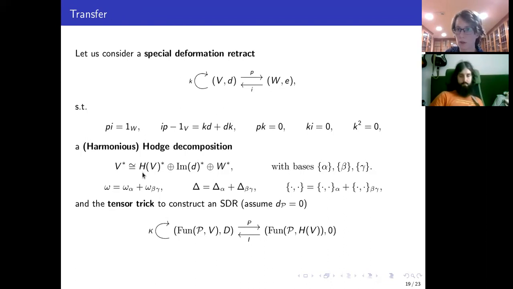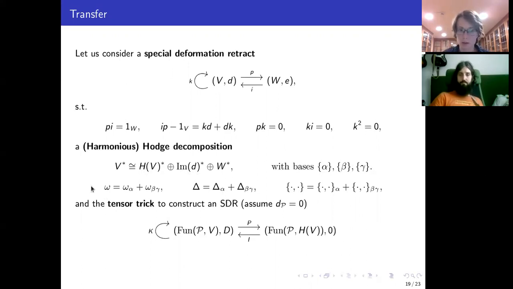In this case, we want to construct the minimal model, which means we want to see if there is a quantum homotopy algebra on the cohomology. So it's useful to consider the Hodge decomposition, where you take the original vector space and split it into the cohomology with respect to the differential, plus two other components. One of them is given by the image of the differential, and one is the rest. And if you consider the basis of these vector spaces, then you can split the symplectic form, thanks to the compatibility between the symplectic form and the differential.